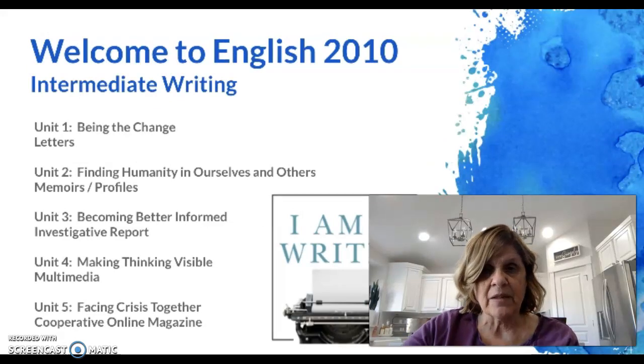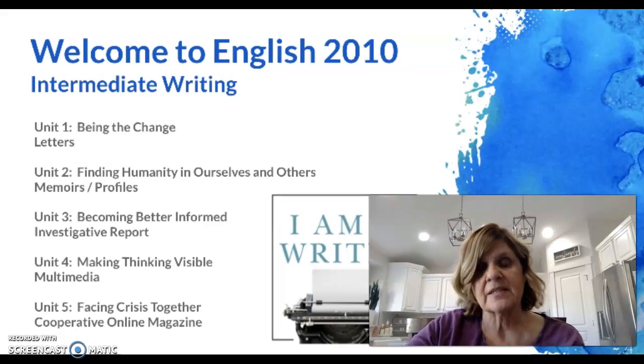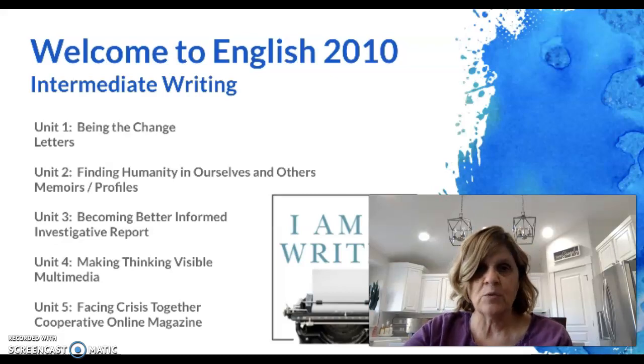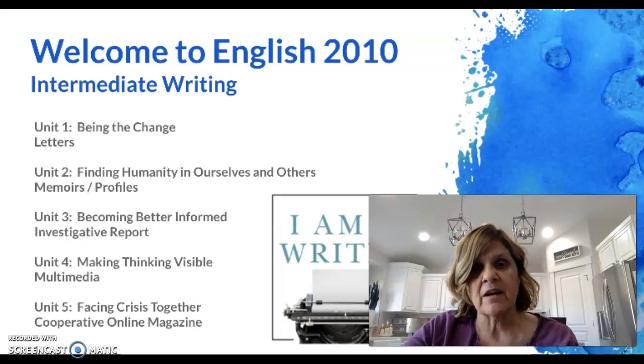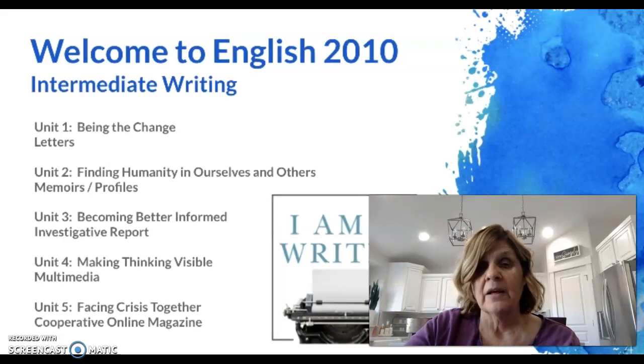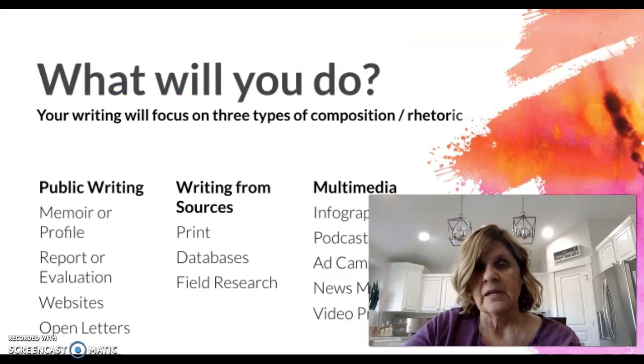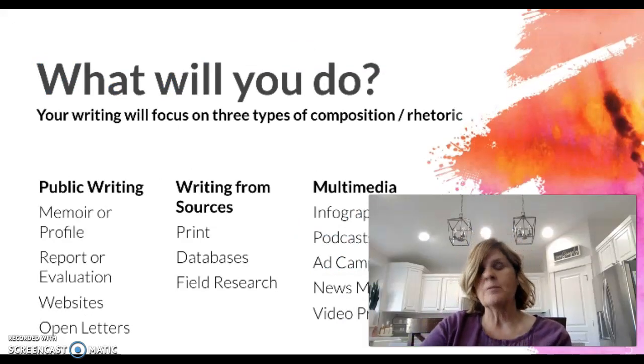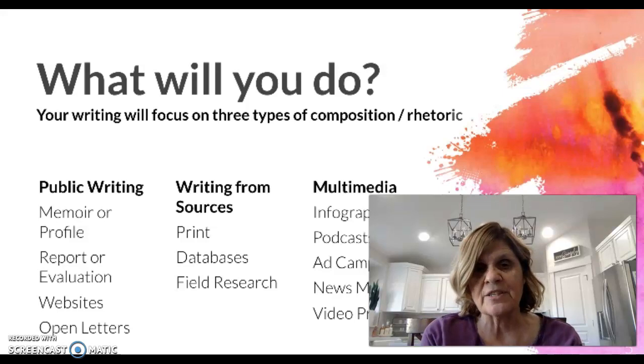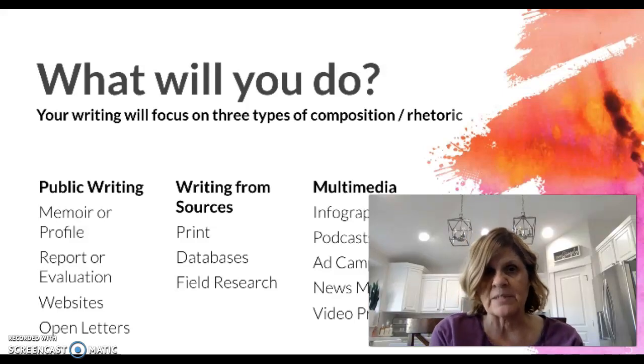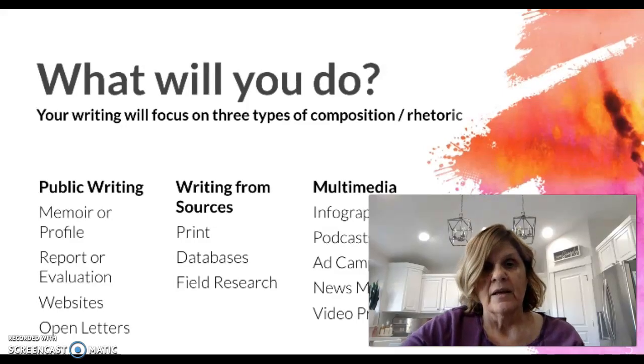In 2010, the course is broken into 5 units, and the weight of each of those units will be on your disclosure. But you can see that all of them talk about ways that we can use writing purposefully to bring about change to the world that we live in. The types of writing that you will be doing this semester are broken into 3 major types: public writing, writing from sources, and multimedia. And you can see some examples of them on this slide.